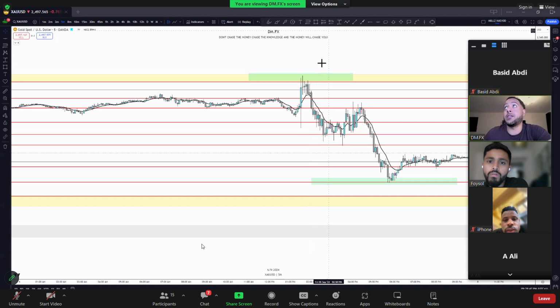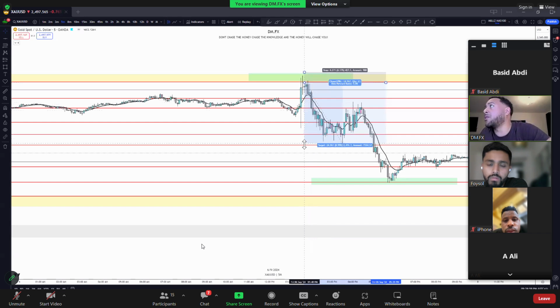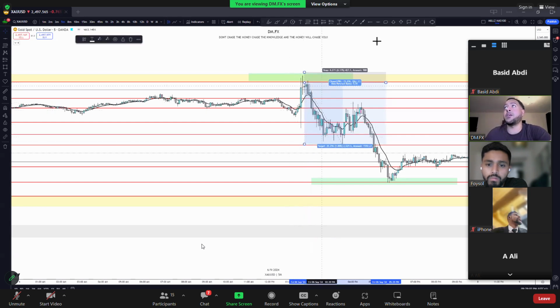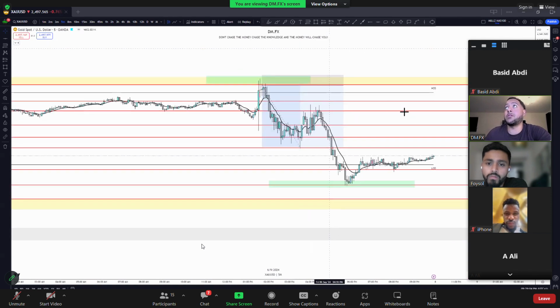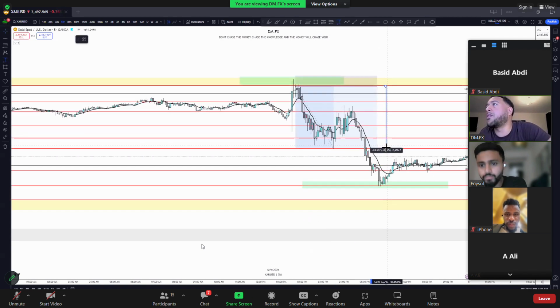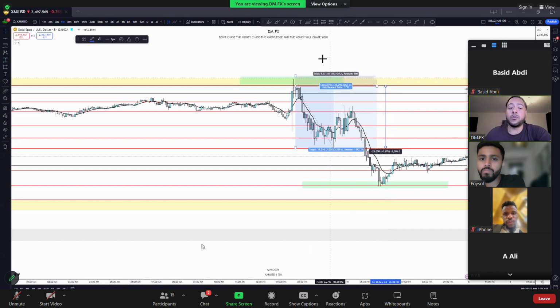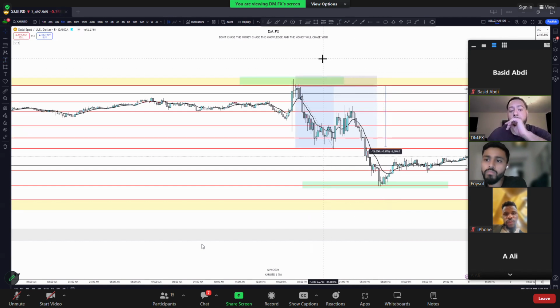After I saw that we weren't breaking the zones, I literally pulled it above here, and I went short. I came out here on my live account. That was literally a $25 move, 250 pips I got off that move.